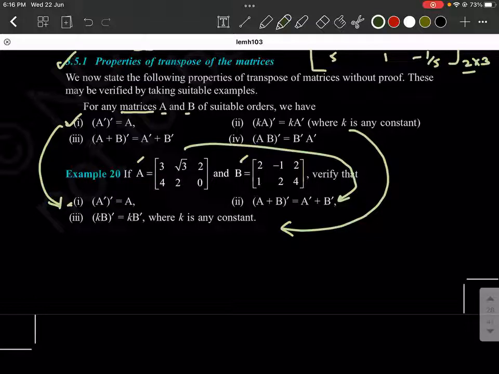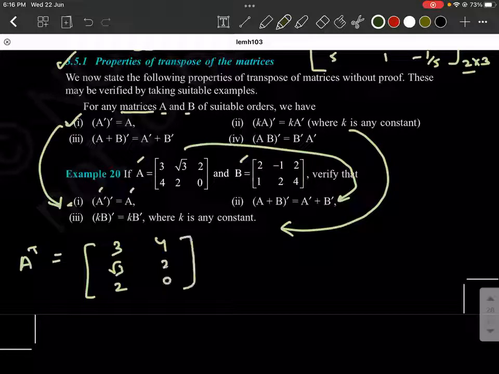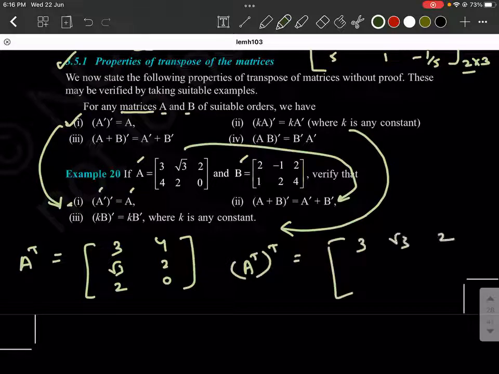Yes. So can you guys do this problem? A transpose, the whole transpose. So what is A transpose, guys? 3, root 3, 2, 4, 2, 0, correct? So what is A transpose transpose? That is 3, root 3, 2, 4, 2, 0, correct?